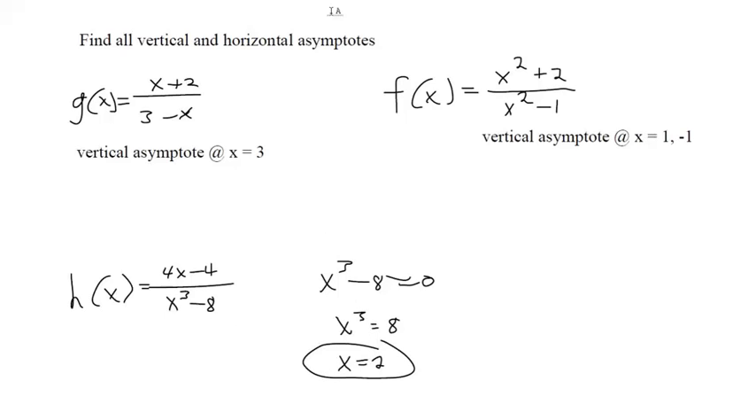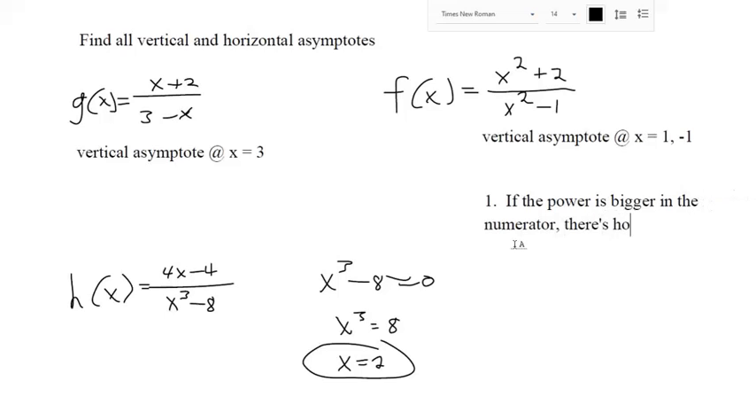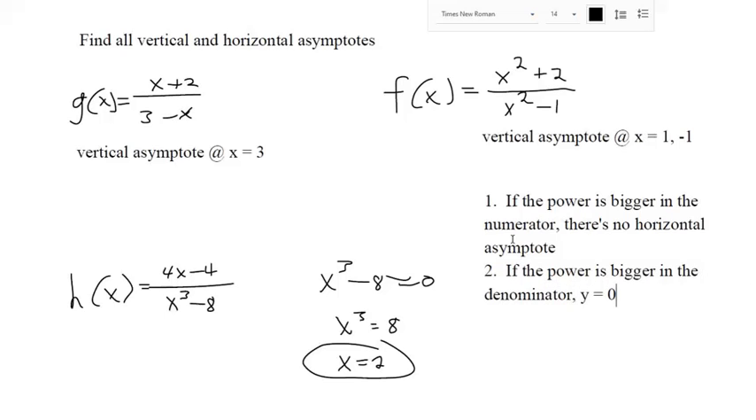Now, horizontal asymptotes. I made videos on this in the past, so feel free to check those out for extra practice. But there's 3 rules. If the power is bigger in the numerator, there is no horizontal asymptote. If the power is bigger in the denominator, then the graph will get infinitely close but never reach y equals 0 as you go from negative infinity or positive infinity on the x-axis.